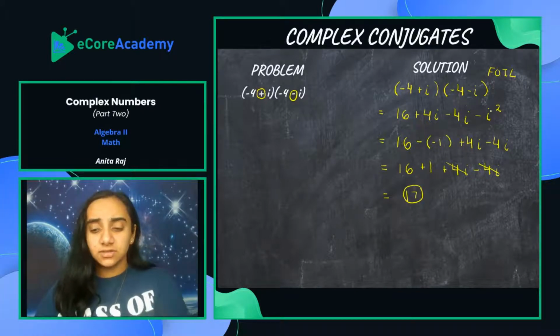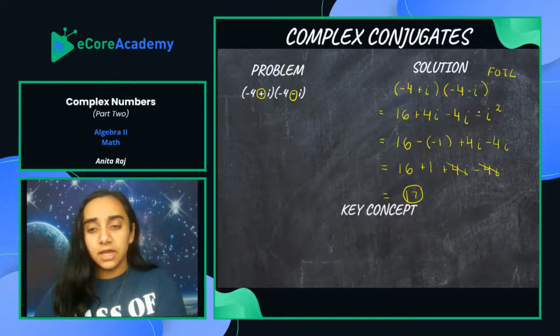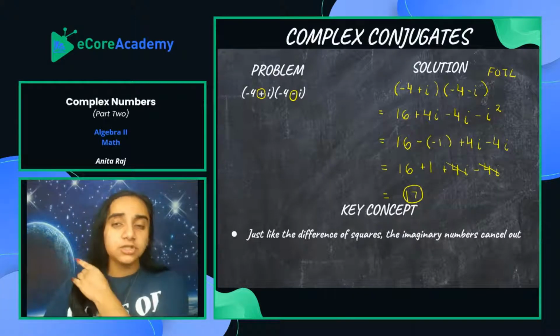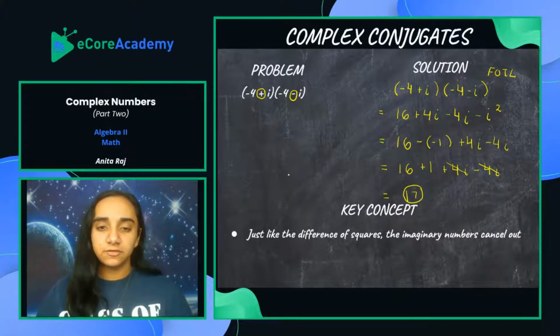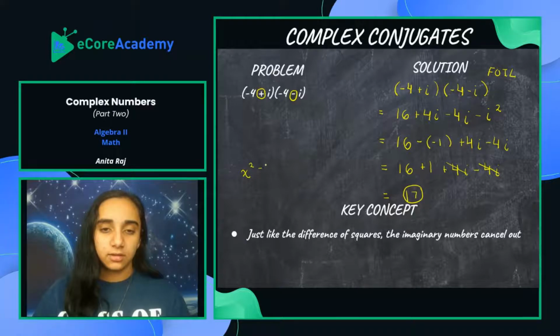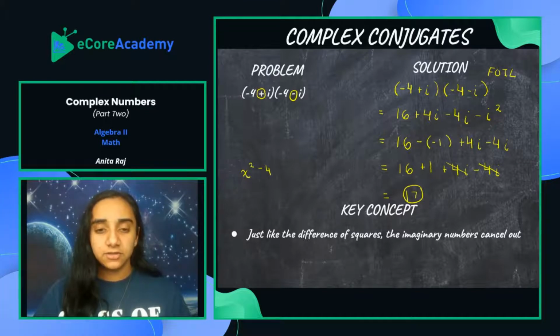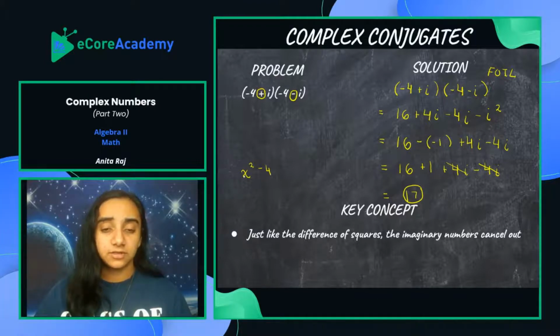So if you see, this is the key concept. It's called the complex conjugates. So it's just like the difference of squares. Remember, difference of squares, it'll look something like this. x squared minus 4. So it's just like the difference of squares, the imaginary numbers cancel out. So the difference of squares is where you have two squares, for example, x squared, and then you have 4, and they're both squares. The square root of x squared is x, and the square root of 4 is 2.